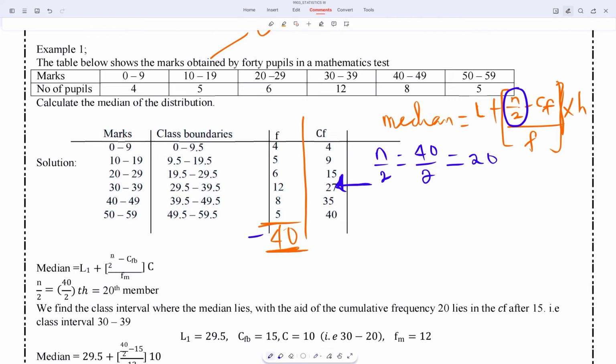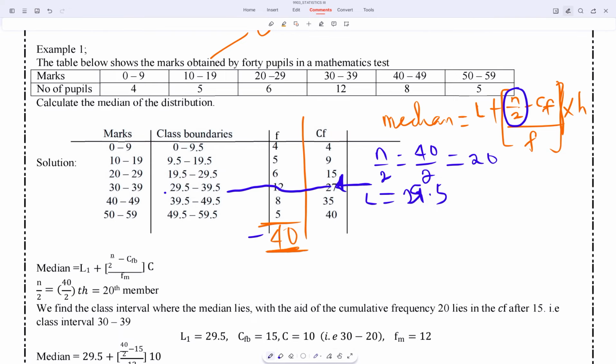So after doing that, you can now start writing out your parameters. So let's write out our parameters. What will be our L? Our L, we said L is the lower class boundary of the median class. So trace it, 27. What's the lower? 29.5. Can you see? So that's 29.5.